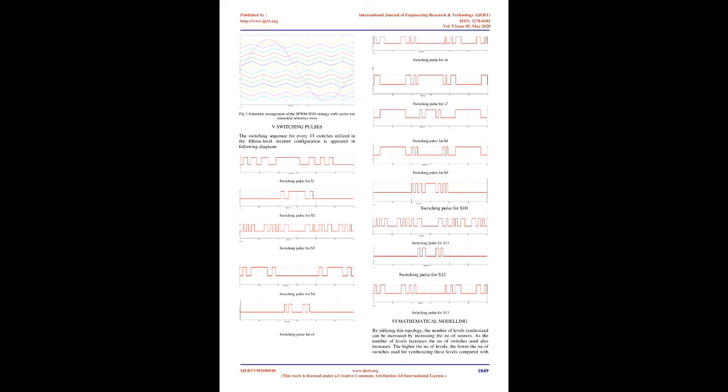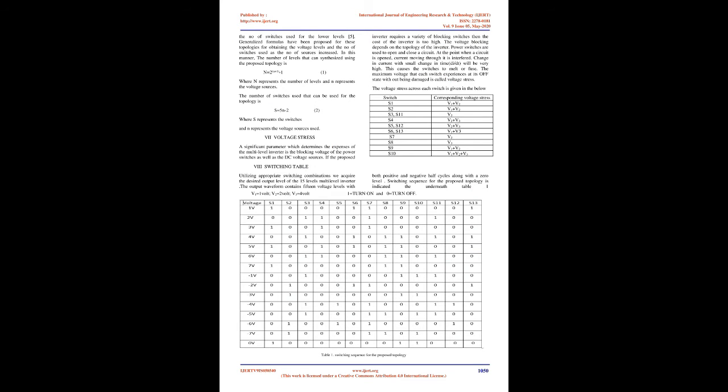To build a 15-level output waveform through the LS-SPWM strategy, 14 carrier waves are required. Here, the positive 7 carrier waveforms are out of phase with the negative 7 carrier waveforms. The switching sequence is given for every one of the 13 switches, including the switching pulse for S5. By utilizing this topology, the number of levels synthesized can be increased by increasing the number of sources. As the number of levels increases, the number of switches used also increases. The higher the number of levels, the lower the number of switches used for synthesizing these levels compared with other topologies.